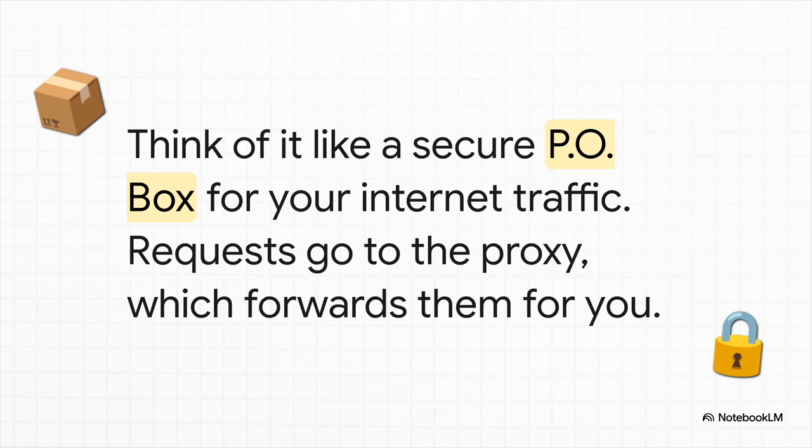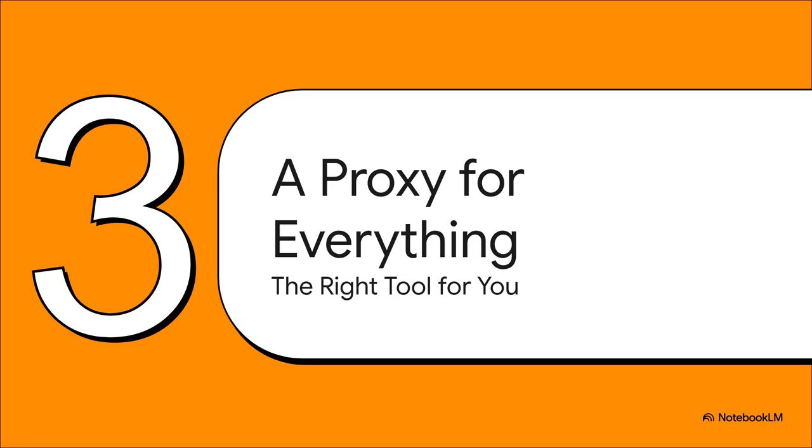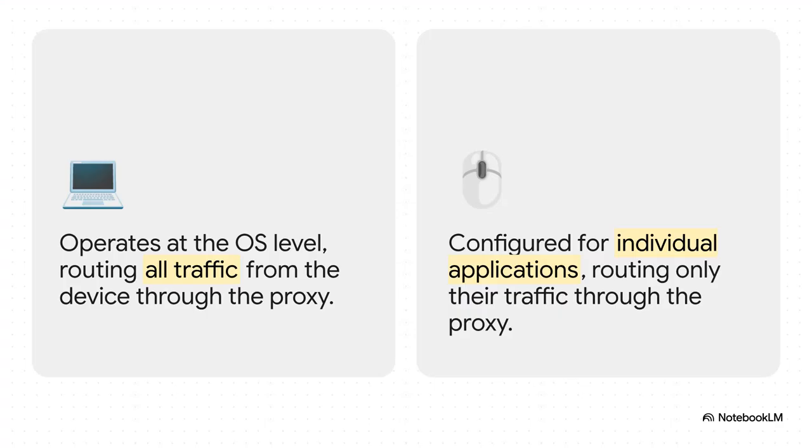Pretty cool, right? But here's the thing, not all proxies are the same. It's not a one-size-fits-all kind of deal. Depending on what you're trying to do, you're going to need a different tool for the job. So first up, you can have a proxy at the system level. This routes all of your device's internet traffic through it. Everything. Or, if you want to get a little more specific, you can use an application-level proxy. This only affects certain programs, like maybe just your web browser, or one specific app.